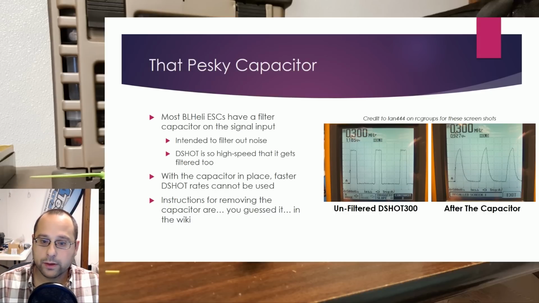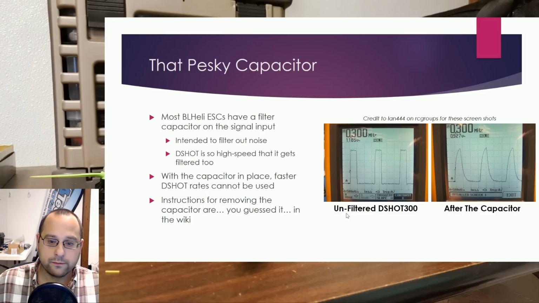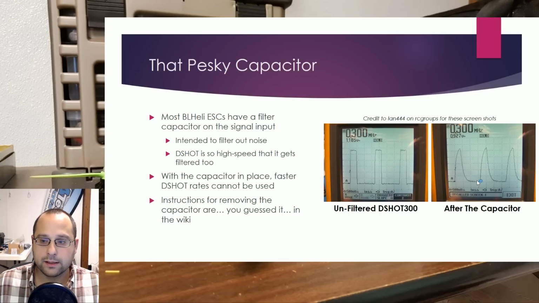And so we see over on the right here, we've got the unfiltered Dshot 300 signal. This is an oscilloscope showing the signal that's actually being transmitted, right? And here's what the capacitor is doing to it. That's not right. It's screwing it up. And this is only Dshot 300. At Dshot 600, it would be even worse.